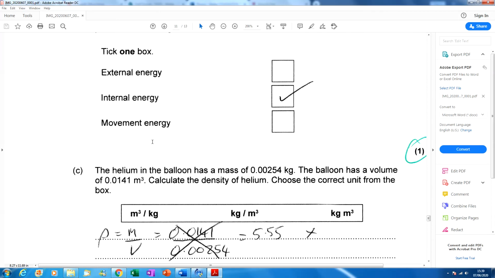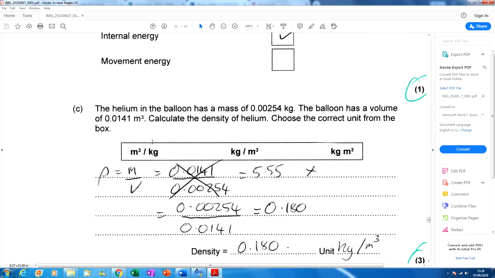So, next one. The helium in the balloon has a mass of 0.00254 kilograms. The balloon has a volume of 0.0141 meters cubed. Calculate the density of helium. Choose the correct unit from the box. So, this symbol here, remember, is the Greek letter rho, and it means density. Density is mass divided by volume.